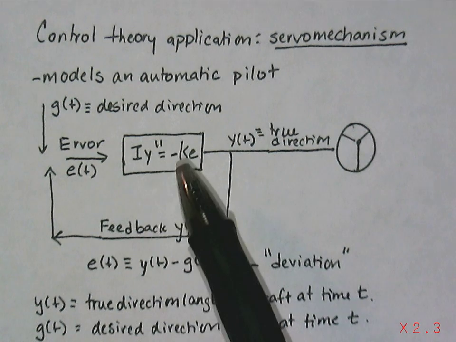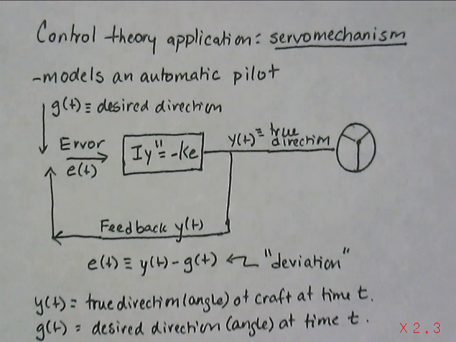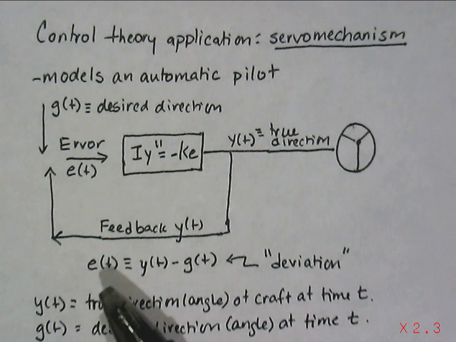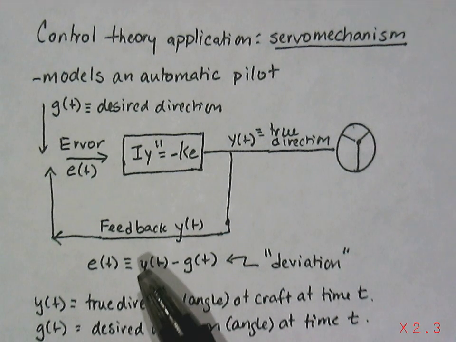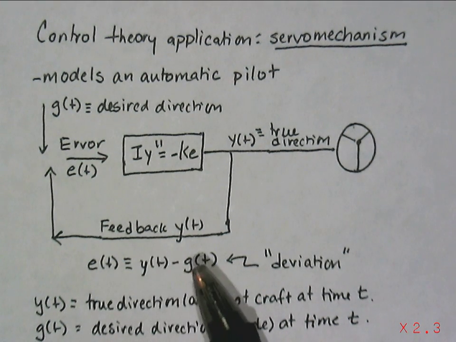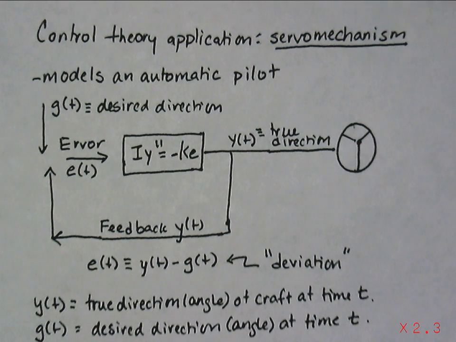That correction is achieved by solving this equation, which is basically a form of Newton's second law. I times y double prime equals negative k, where k is a constant, times e. I is the moment of inertia. Y, of course, again, is the true direction. And this e is known as the deviation function, or the difference between your true direction and your desired direction. Again, it's a function of time.